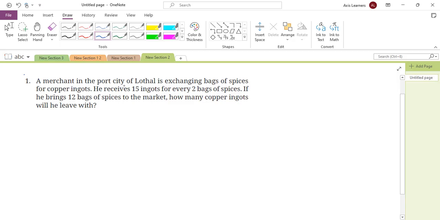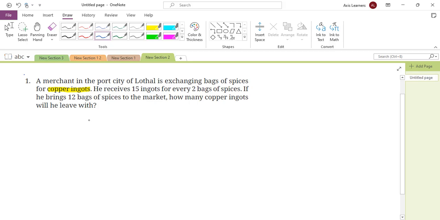A merchant in the port city of Lothal is exchanging bags of spices for copper ingots. Copper ingots means copper bars. He receives 15 ingots for every 2 bags of spices. If he brings 12 bags of spices to the market, how many copper ingots will he leave with? So what is given? It is the ancient days, so at that time there was no currency. So they used the exchange method. He receives 15 ingots for every 2 bags, right?